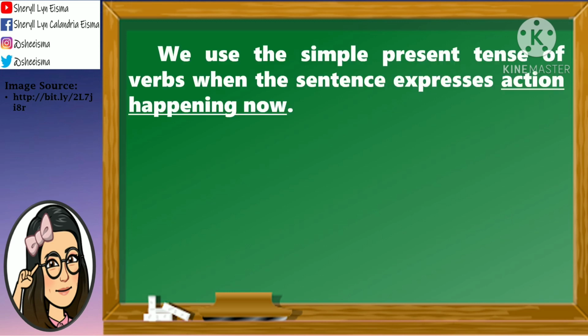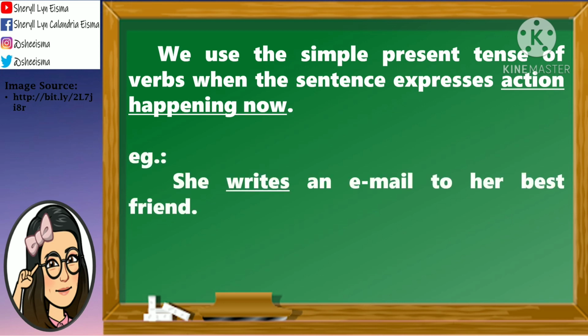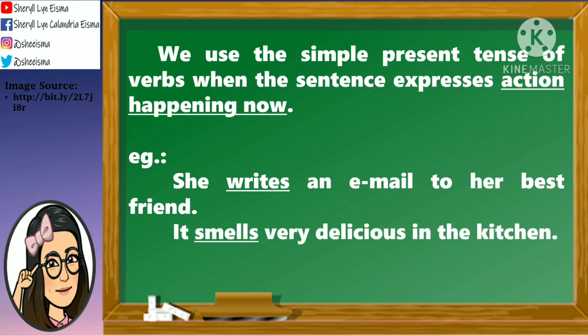Here they are. We use the simple present tense of verbs when the sentence expresses action happening now. For example, she writes an email to her best friend. It smells very delicious in the kitchen. She goes to work by car.